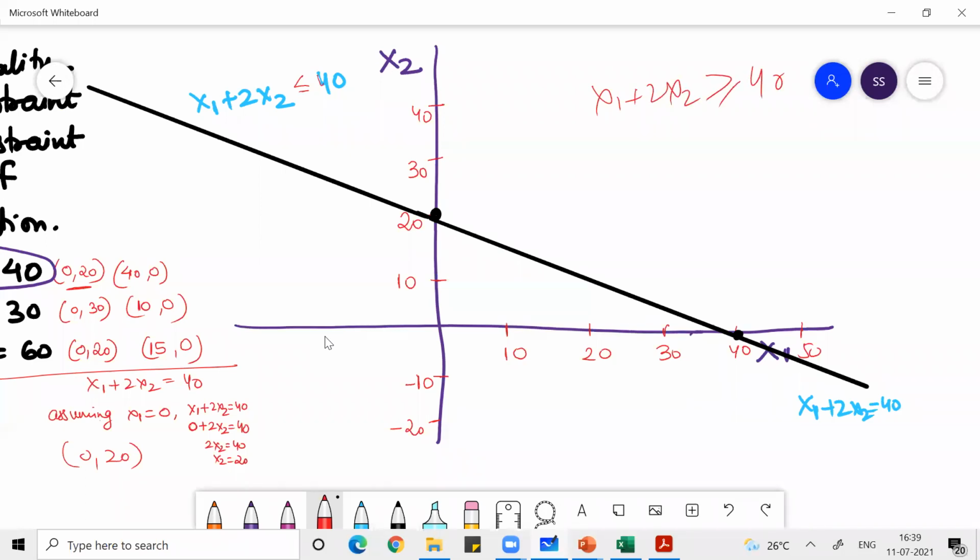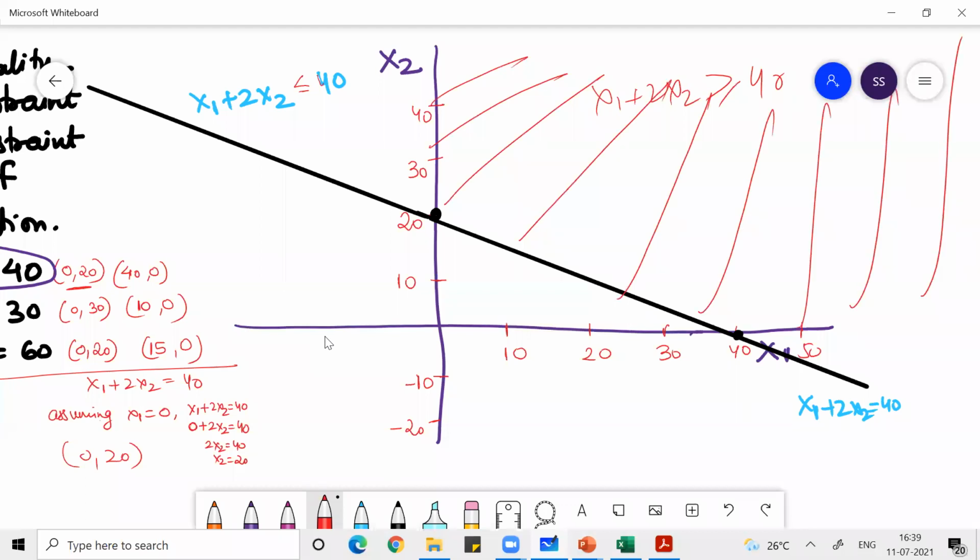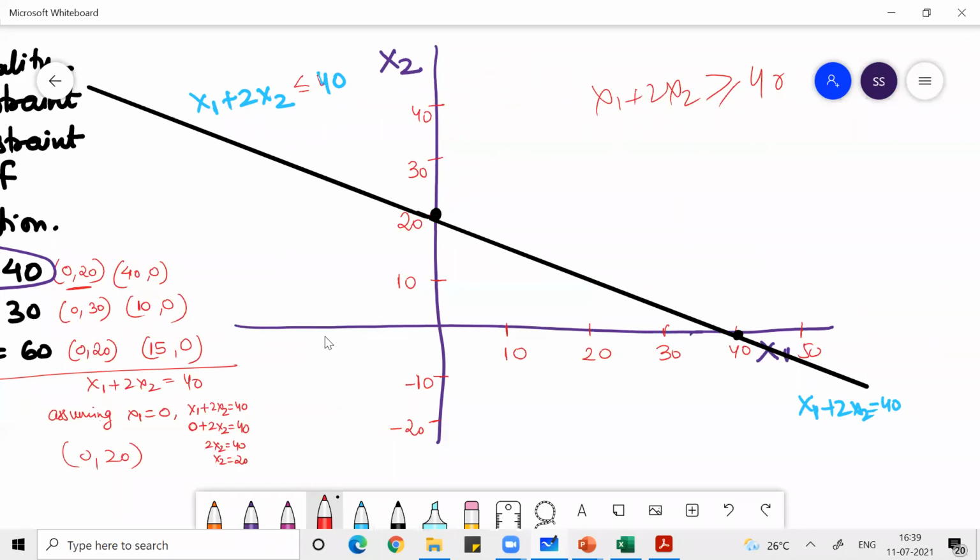If I say x1 plus 2x2 greater than or equal to 40, what would be the area? This would be the area. I hope you understand it. If I'm saying x1 plus 2x2 should be less than or equal to 40, then what is your area, sir? Your area would be this. Can you understand this? Yes, sir.